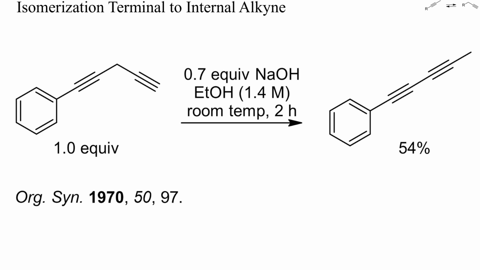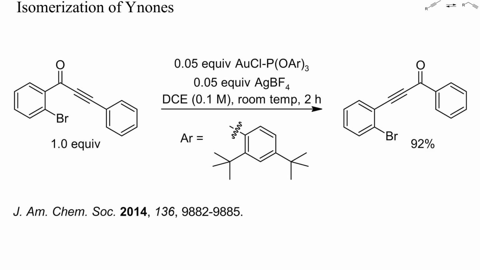In this example, the starting alkyne was particularly acidic, and stirring with ethanolic sodium hydroxide at room temperature led to the formation of a conjugated internal diene. Just for the sake of completeness, this is a rather weird isomerization of an enone. Gold and silver catalysts somehow transferred water from one enone to another without the formation of 1,3-diketones.